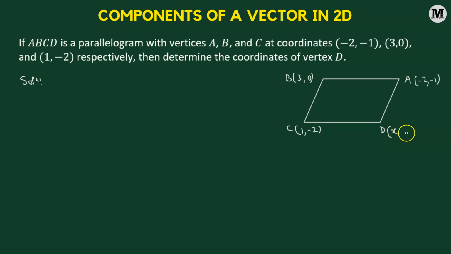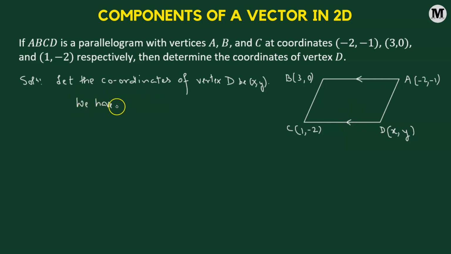So we'll suppose that the coordinates of vertex D are given by (x, y). Now since ABCD is a parallelogram, the opposite sides are going to be equal. So we'll consider the vector AB. That means we'll consider the side AB of the parallelogram and represent it as a vector going from A to B. And we'll also consider another vector DC for the side DC of the parallelogram going from D to C, and we'll equate them. That means we have vector AB equals vector DC. Using this, we can find out the coordinates of point D or the vertex D.